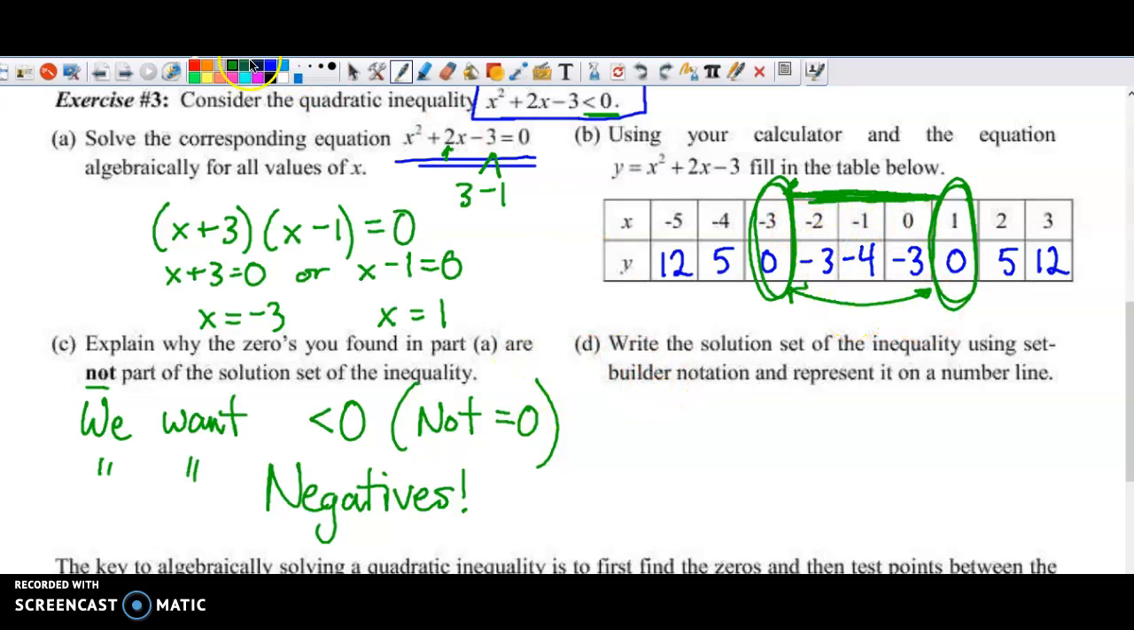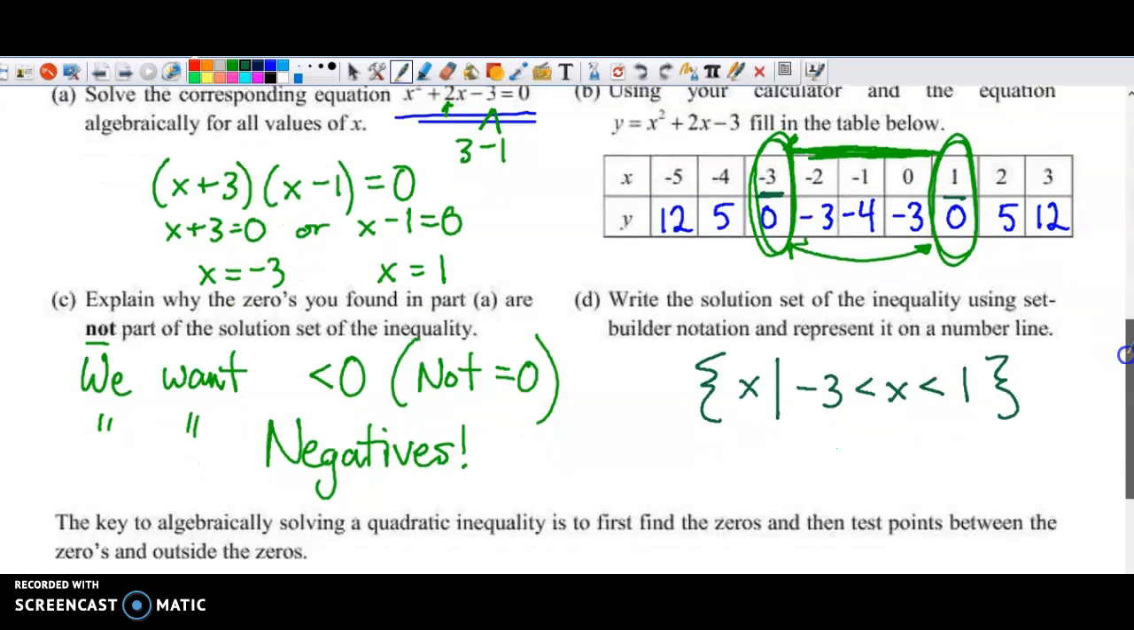And so in set builder notation, you may have forgotten this, but the way we wrote this in set builder notation is we would write x with a bar here. And what we would say is we want values for x that are bigger than -3, because that was this number, but then smaller than 1. That would be this number.